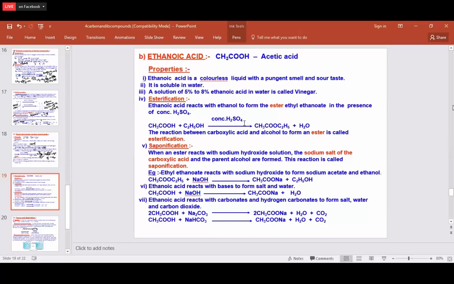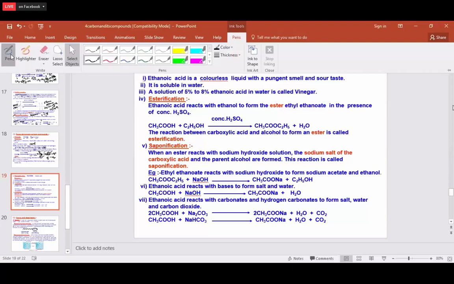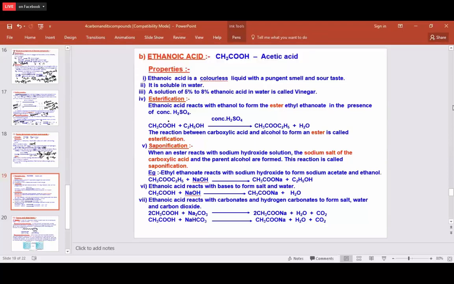We know that we have to remove a water molecule from these two reactants. To remove the water molecule, we take the OH from the carboxylic acid and H from the alcohol. So we will get H2O here. Now we have to write it this way: CH3CO.